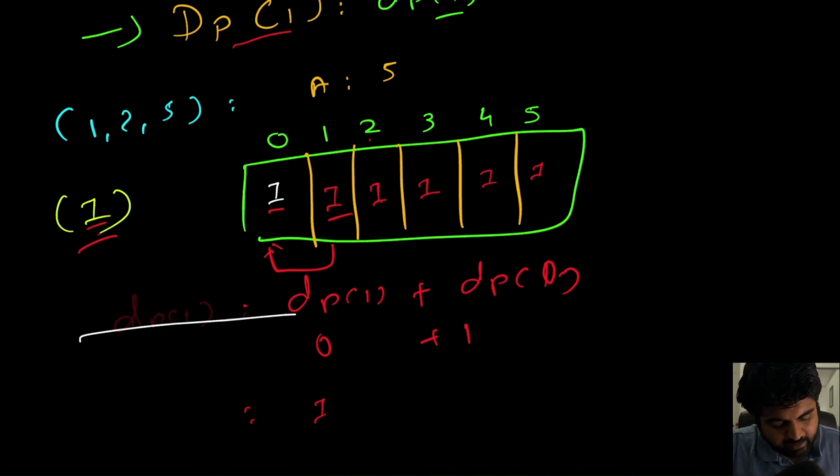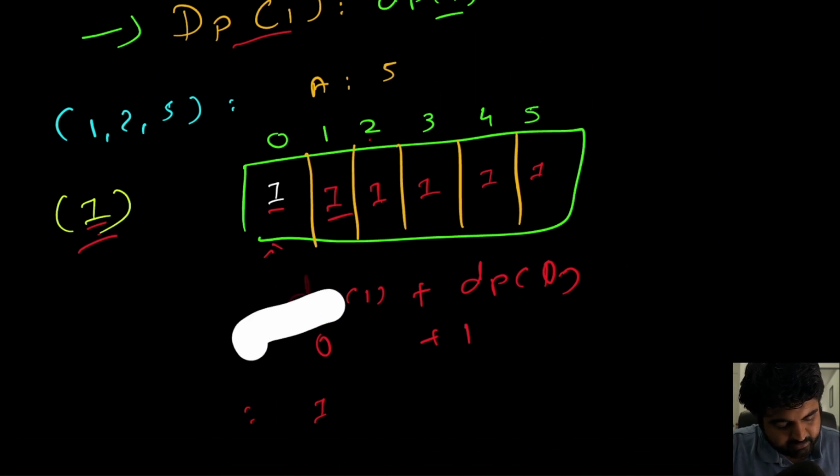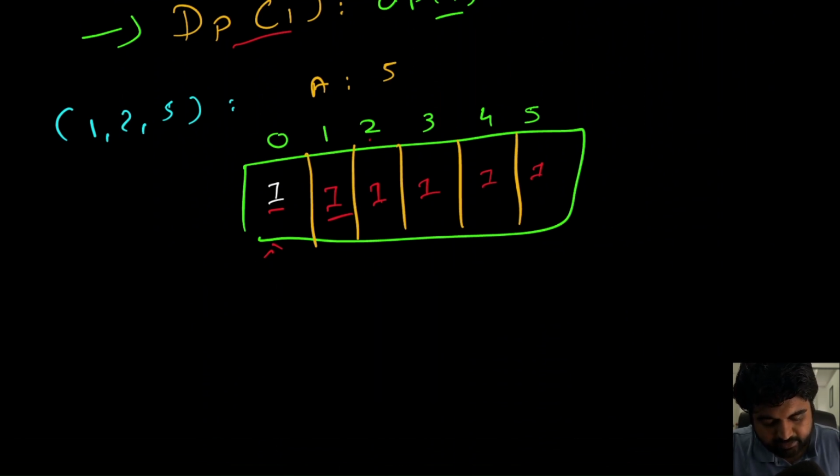Now again, we are dealing with another equation and another coin. Next coin in our category is coin number 2. So let's say that we are dealing with coin number 2. For coin number 2, we will start iterating from amount number 2, because it does not make sense to iterate from amount number 1.